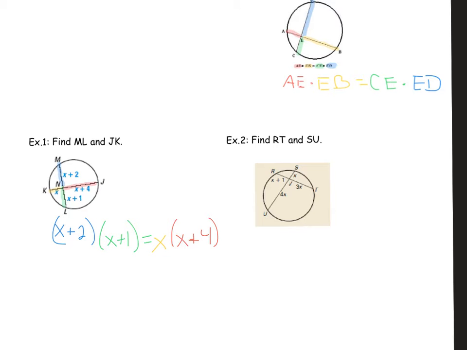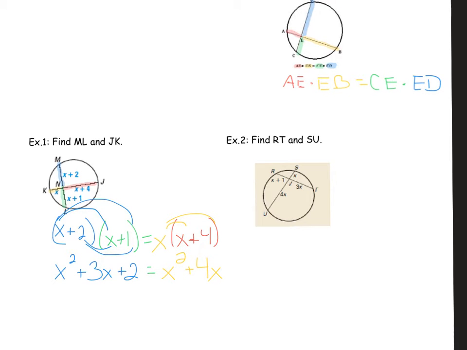So we do need to remember some algebra here. On the left-hand side, we're going to FOIL this out. You should hopefully be able to FOIL. That was first, outer, inner, last. I already went ahead and combined like terms to get that 3x. On the other side, we don't need to FOIL, but we do need to distribute. We get x squared plus 4x. And these are equal to each other.